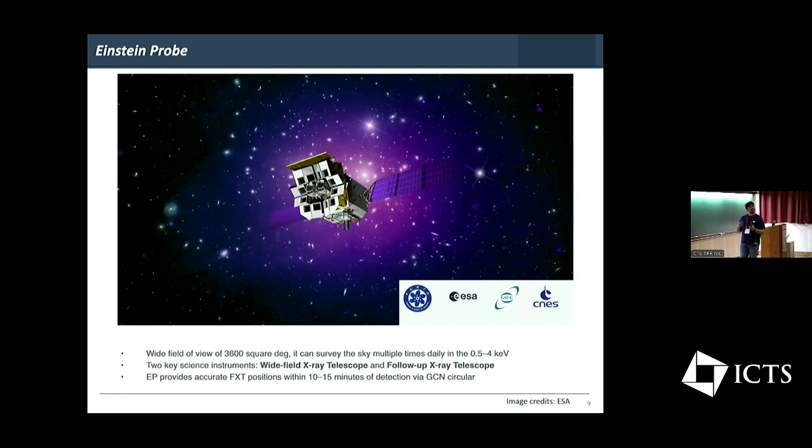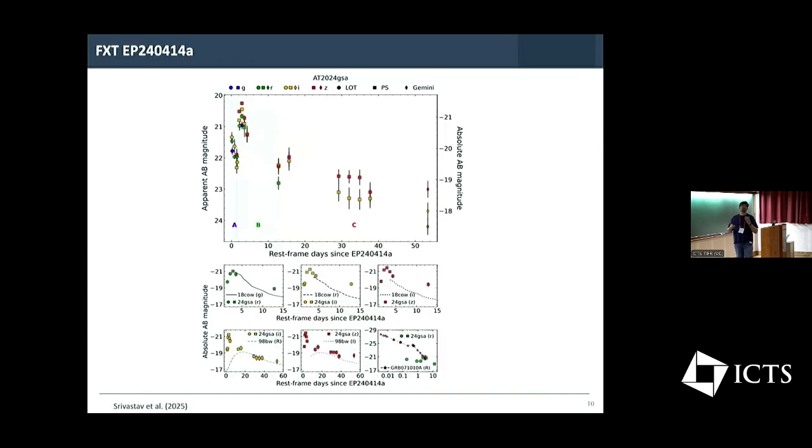And EP provides accurate FXT positions within 10 to 15 minutes via GCN circulars, which helps us promptly follow up and get the multi-wavelength counterpart associated with it. That's the best part about EP. We have localization to a few arcseconds, and hence we are able to locate the counterpart. So just to show the diversity of light curves EP provides, I'll give you one example.